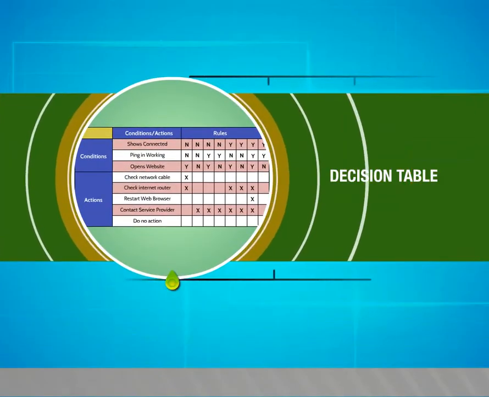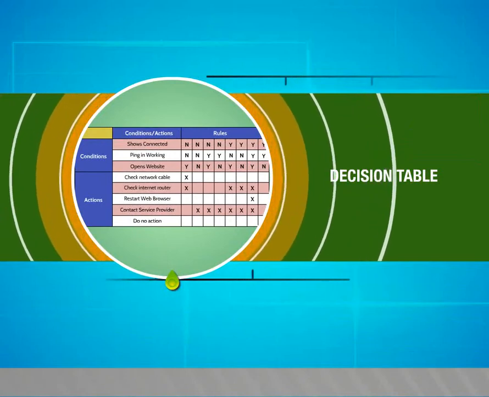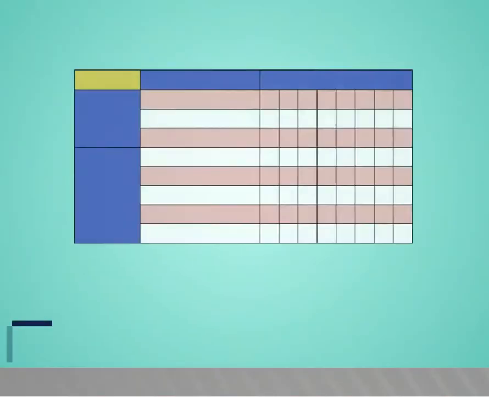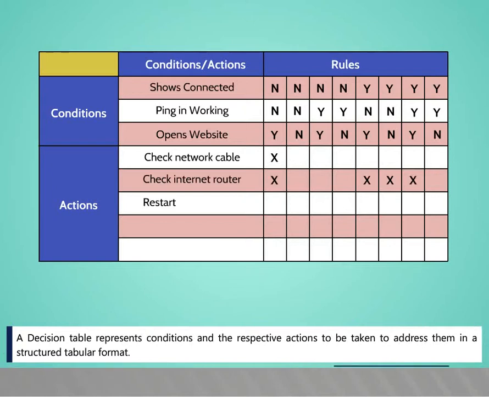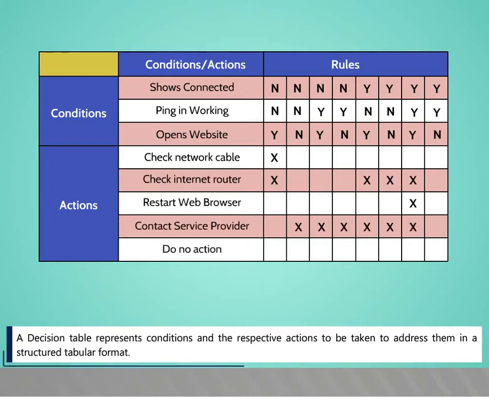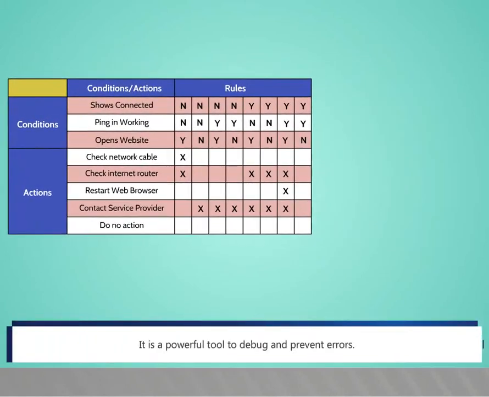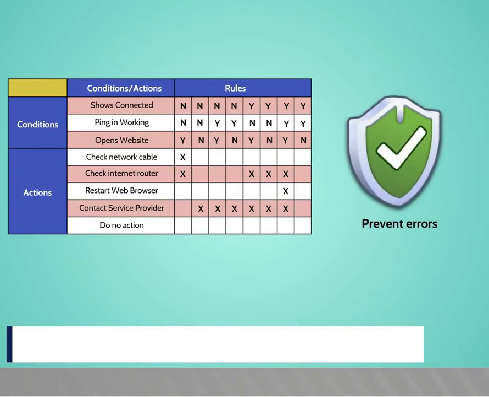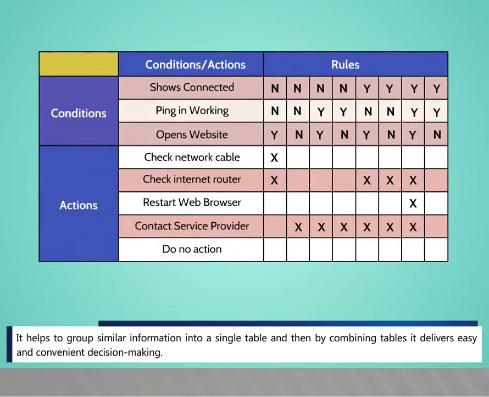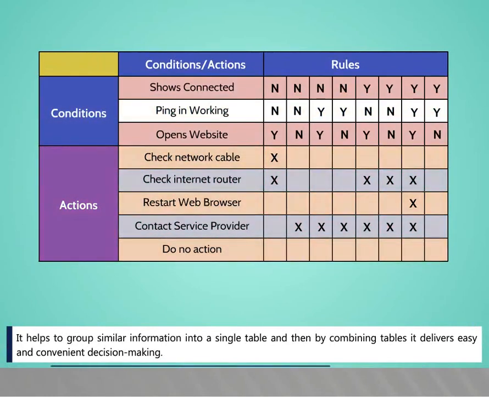Decision table. In this video, we are going to see about decision table. A decision table represents conditions and the respective actions to be taken to address them in a structured tabular format. It is a powerful tool to debug and prevent errors. It helps group similar information into a single table, and then by combining tables, it delivers easy and convenient decision making.